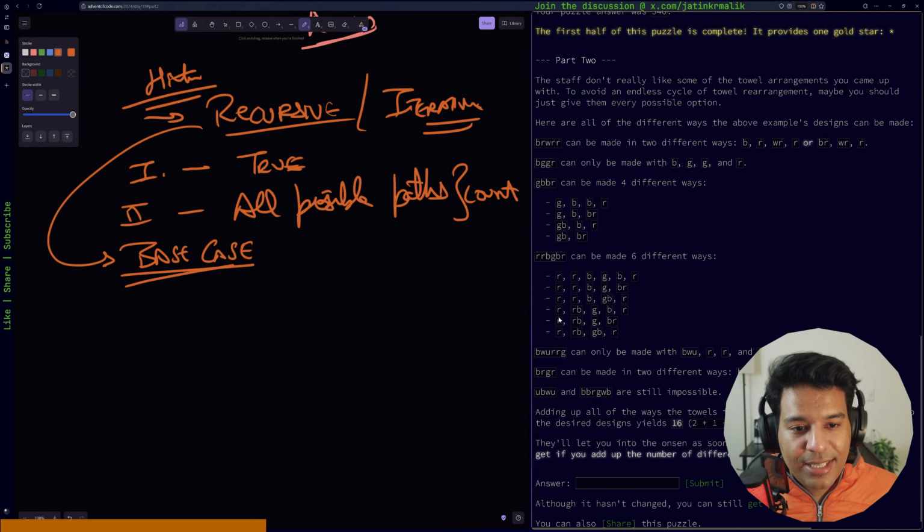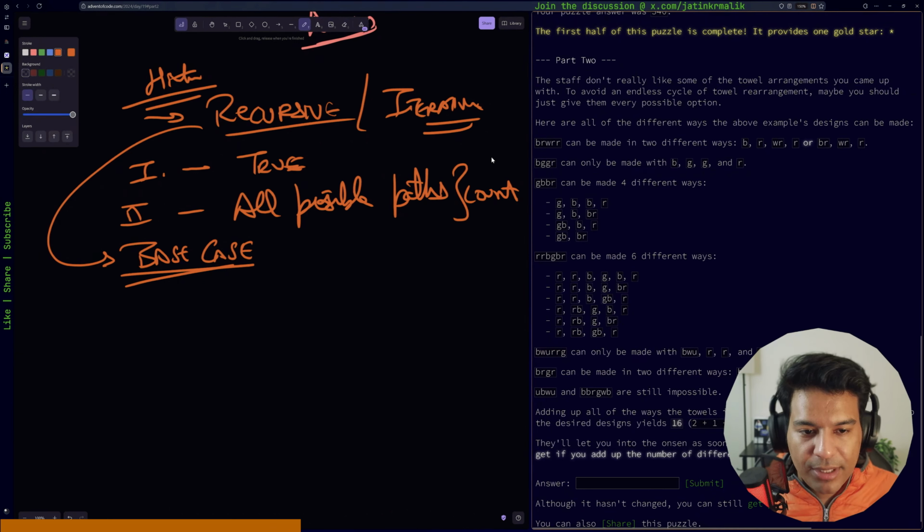Because remember, in the examples that we can see on this side, there are multiple ways where we can make this. And if we consider this example given here, where we have to make GBBR, it says that there are 4 solutions.